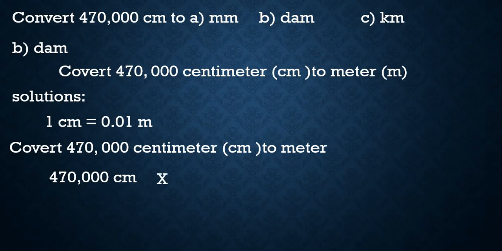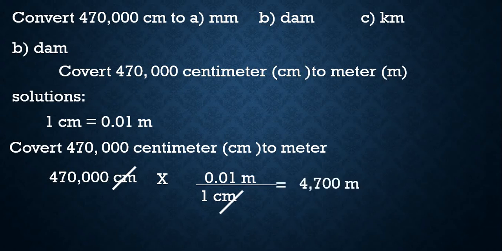Okay, multiply by the conversion. Again, our denominator is the one to cancel, which is the centimeter. So yung nasa numerator natin is meter, ang nasa denominator natin is centimeter kasi yun yung ating ika-cancel. Okay, then 470,000 multiplied by 0.01 is 4,700 meter.